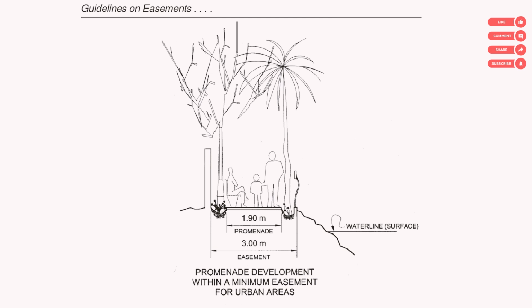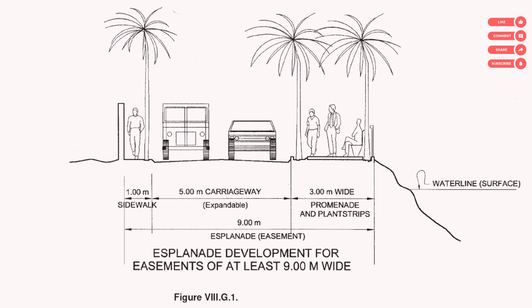Okay? Pero for easements larger than 3 meters, another recommendation is itong, we call this esplanade. Okay, this is recommended if the easement is at least 9 meters wide, and this is basically parang an expanded version of the promenade. So yung 9 meter wide or more na easement mo, you're going to develop it this way. So meron kang promenade portion 3 meters wide, right next to the body of water. Pero bukod pa doon, you have an expandable carriageway or calzada for vehicles and a sidewalk on the other side. Again, this is recommended for easements that are at least 9 meters wide.